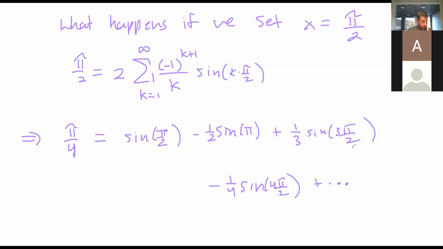Now, here's an interesting thing. What do we know about these signs? Well, we know that any odd multiple of pi over 2, when you plug it into the sine, the even multiples are going to be 0, and then the other ones alternate between plus and minus 1. So if you don't understand what I'm saying, go to a calculator and type 5 times pi over 2 and plug it into the sine. What are you going to get? You're going to get either 1 or negative 1.